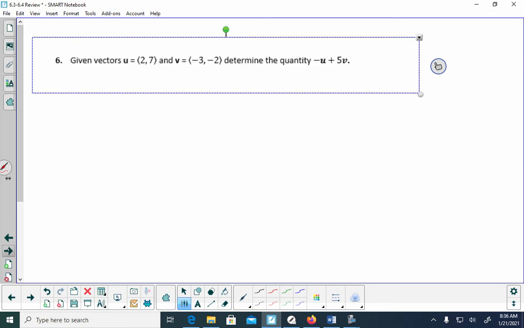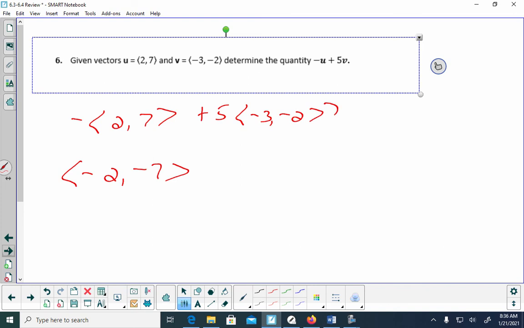No decimal. Number 6, given the vectors u equals 2, 7, and v equals negative 3, negative 2, determine the quantity of negative u plus 5v. So I'm going to do negative u, so negative times this 2, 7, which would be negative 2, negative 7, just distributing that negative sign. And then I'm going to have plus 5v.